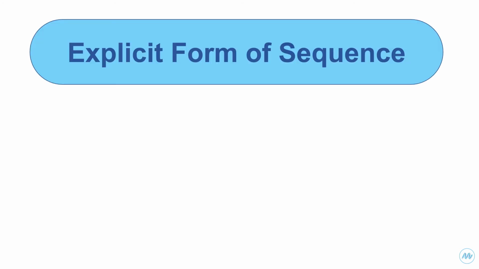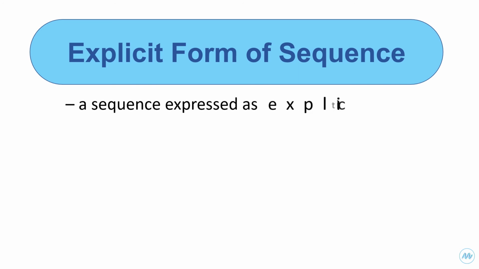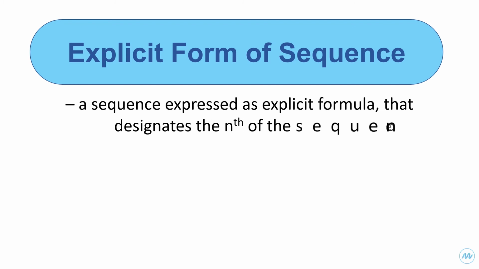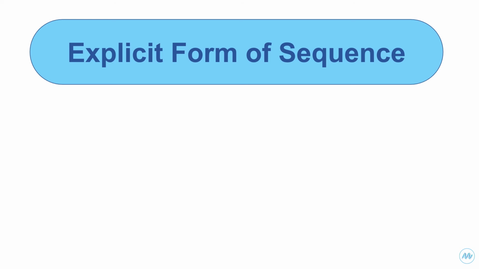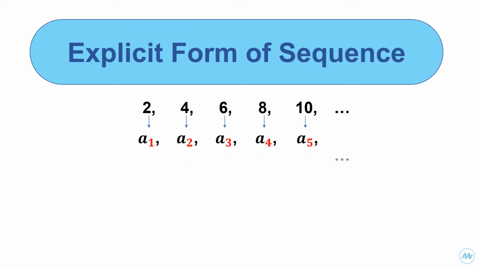This form of a sequence is known as the explicit form. This sequence does not need a preceding term to find the next term. A sequence is said to be in explicit form if a corresponding formula designates the nth term of the sequence. Again, let's use the sequence 2, 4, 6, 8, 10, and so on to explain this.